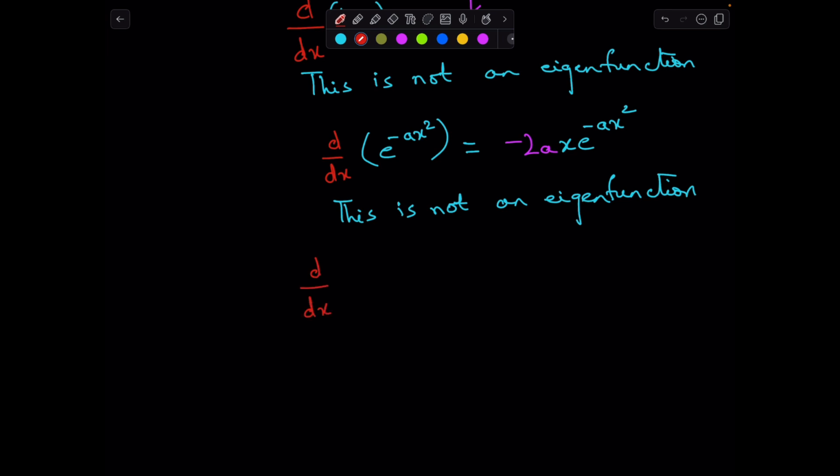Next is d by dx of cos kx, which is equal to minus k sine kx, because by definition d by dx of cos nx equals minus n times sine nx. So this is also not an eigenfunction.